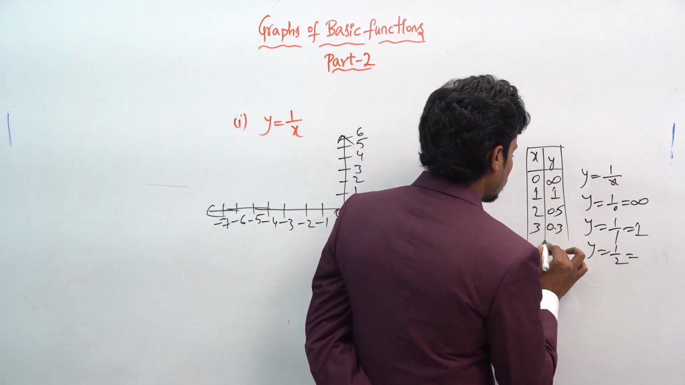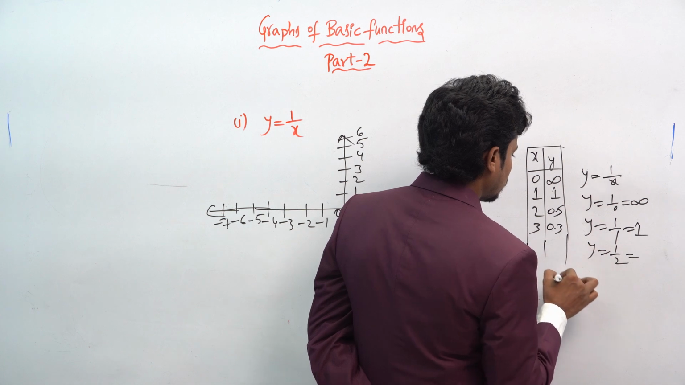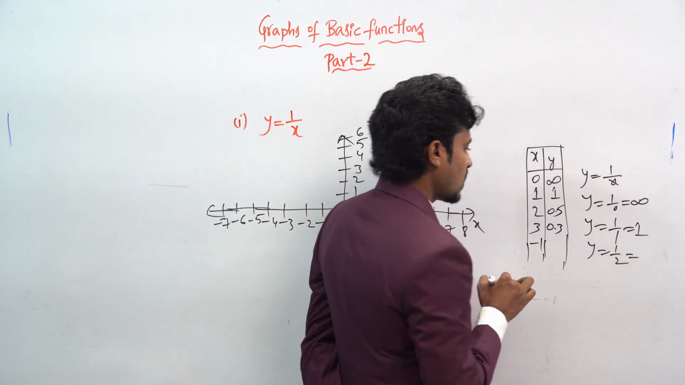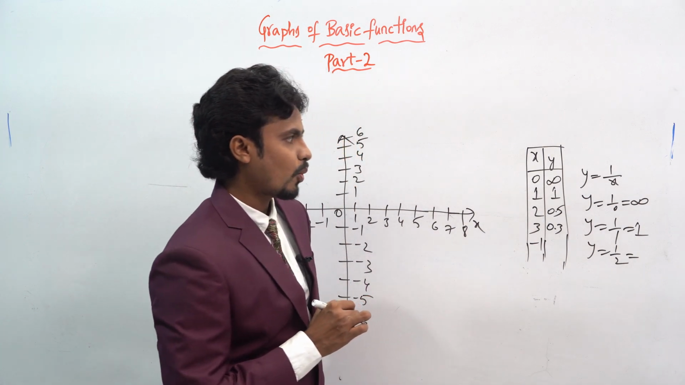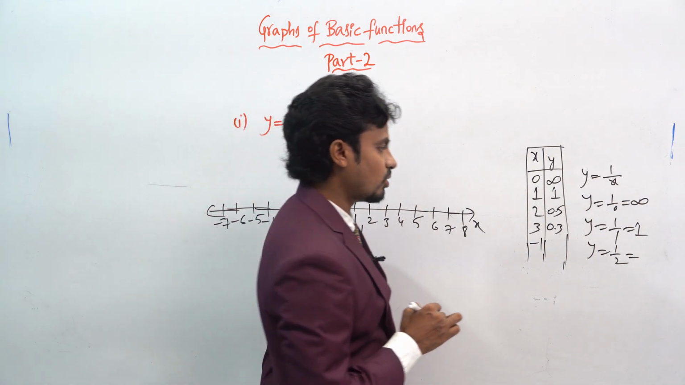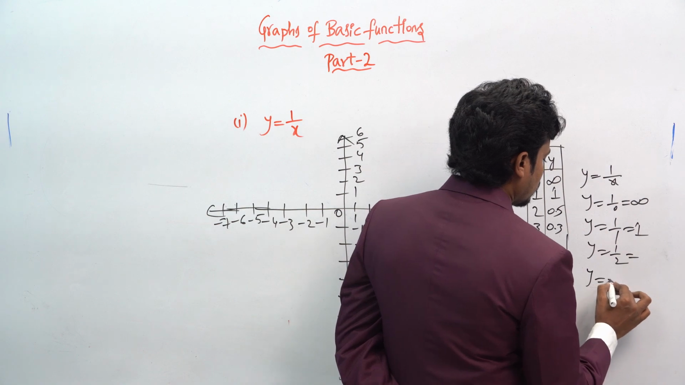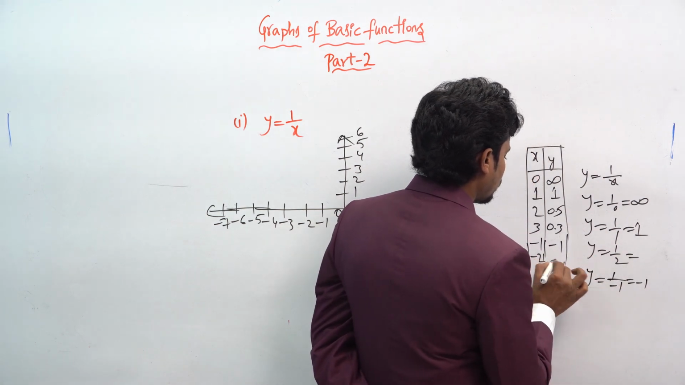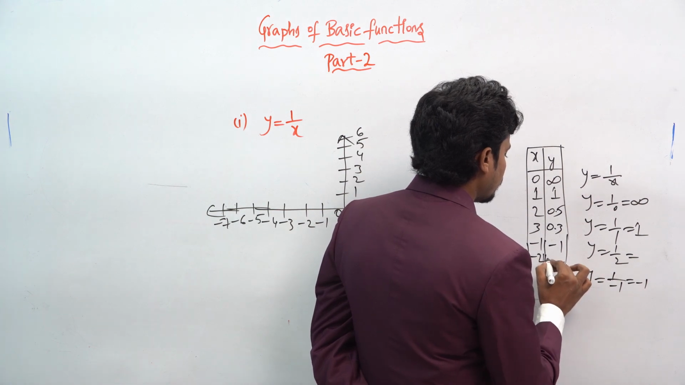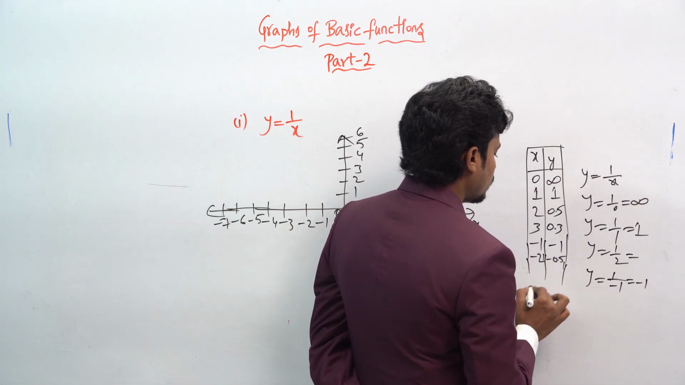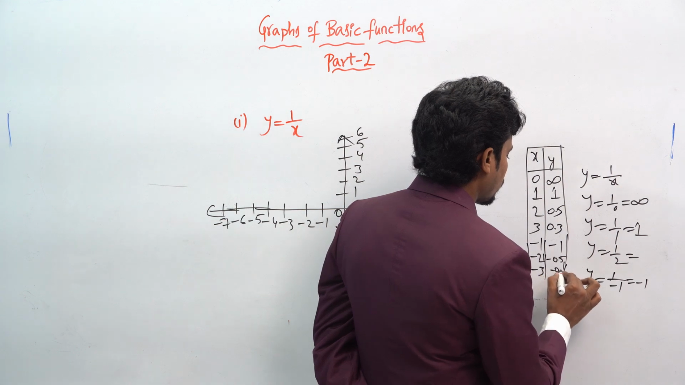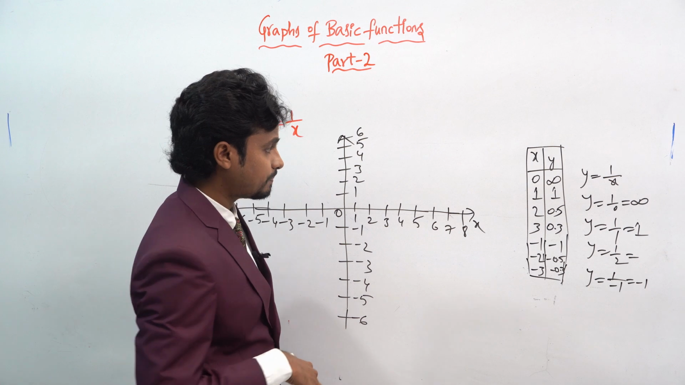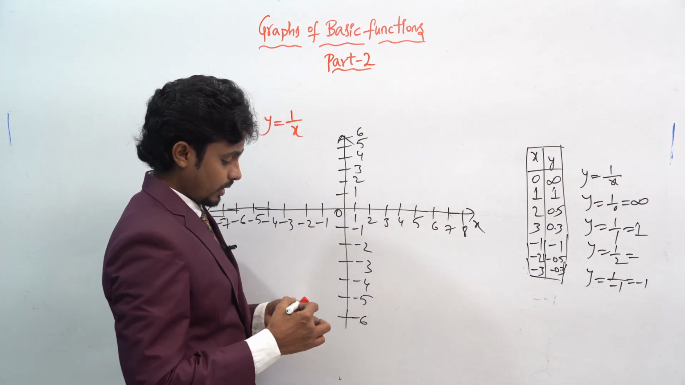0.3. And for example, if I want to put x equal to minus 1, so what will happen? y is equal to 1 divided by minus 1, that will become minus 1. 1 divided by minus 1, you will get minus 1. And similarly, if you want to put minus 2, you will get minus 0.5, minus 3 means minus 0.3 or 0.33 or 0.34. Okay, this was our table.